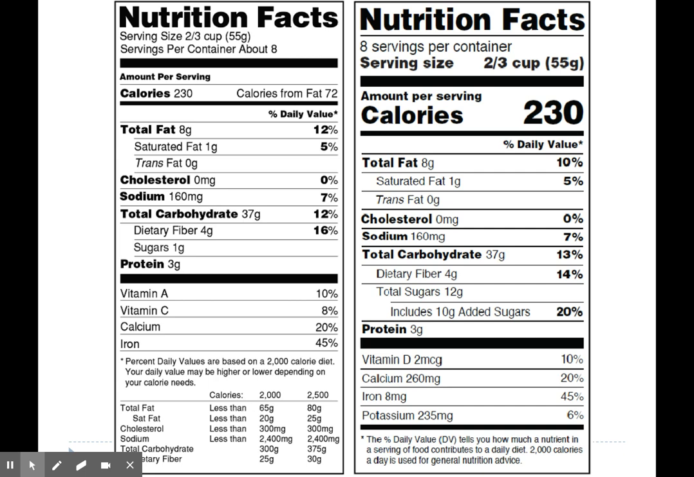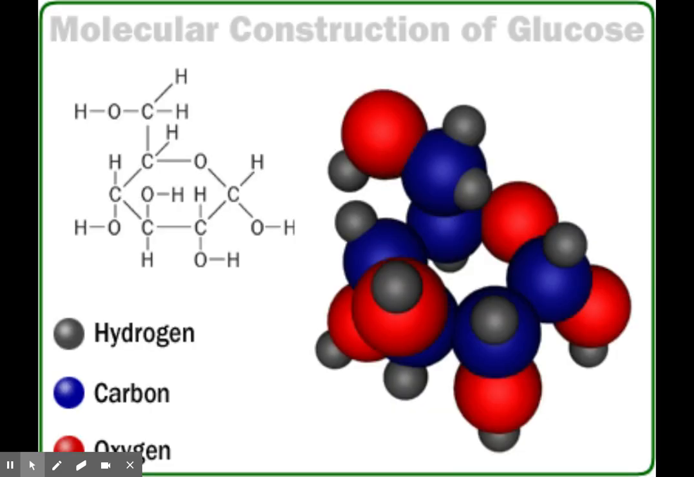And so you can see on both of these nutrition labels, you can see carbohydrates. And listed under carbohydrates are things like fiber and sugars. And these are just energy sources. So, carbohydrates are an energy source as a primary role. Glucose is a sugar molecule. And as I mentioned, carbon loves carbon.